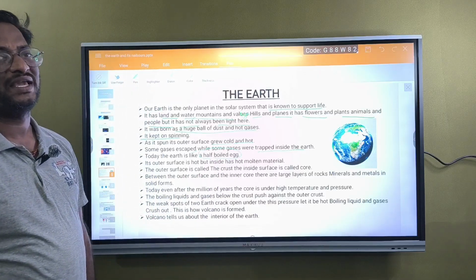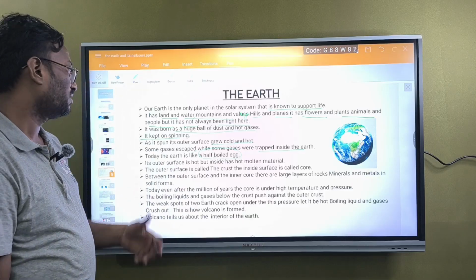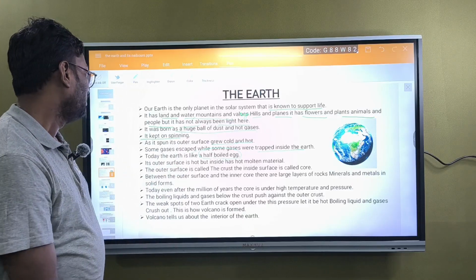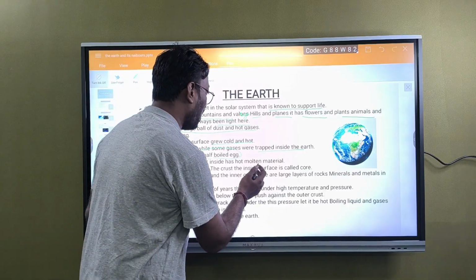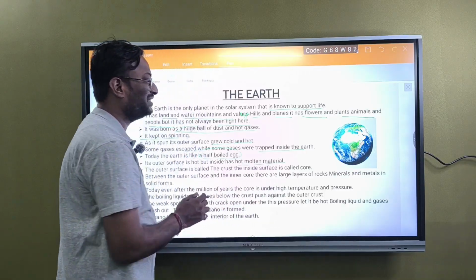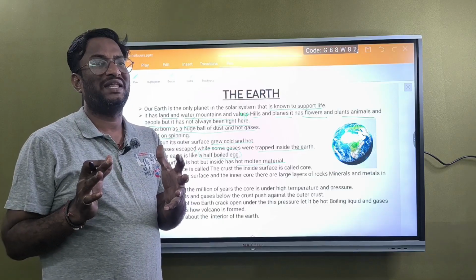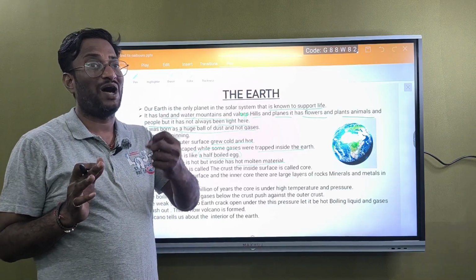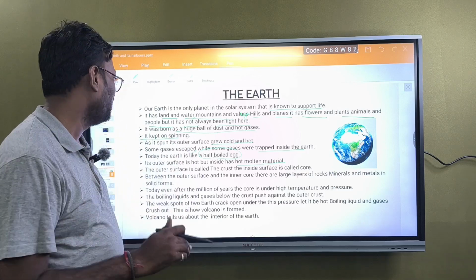Today, the earth is like a half-boiled egg. Earth seems to be like a half-boiled egg, in the sense of being hot. Day by day it is becoming hot. Its outer surface is hot, but inside there is hot molten material, that is called core. Inside the earth, there will be very hot molten material, generally called lava in volcanoes. We are going to get that, which will be very hot inside the earth.